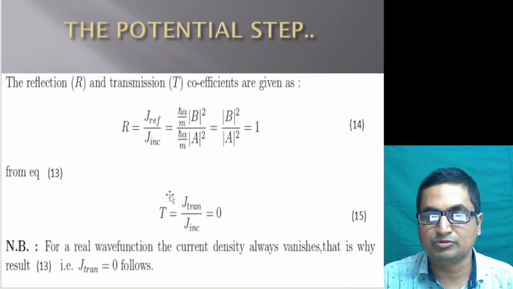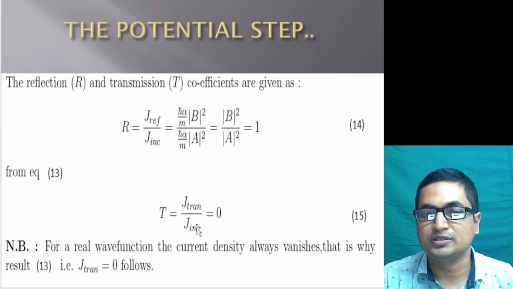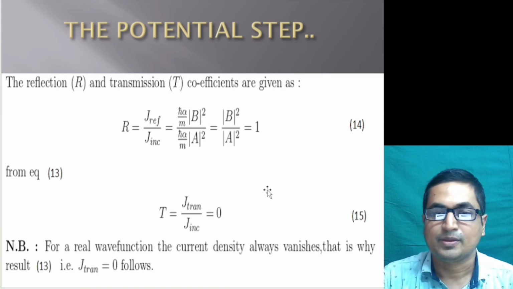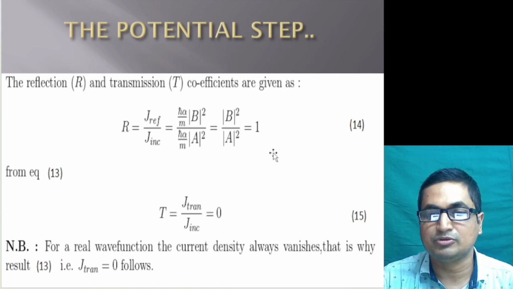And similarly from equation 13, the transmission coefficient is transmission current density divided by incident current density. Since this part is 0, definitely the transmission coefficient is 0. We also note that if we add this r and t, that is merely 1 plus 0 equal to 1, so r plus t is equal to 1.